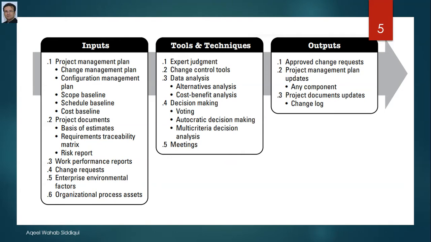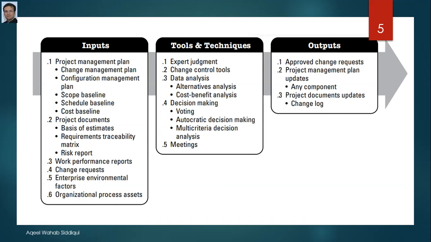So let's talk about the inputs, tools and techniques, and outputs. Since you are managing changes, you need almost everything, like a scope baseline, which contains the work breakdown structure dictionary along with the project scope statement. You need the comprehensive project schedule, called the schedule baseline, as well as the cost baseline, because whatever changes you are going to accommodate or manage in your project, obviously it will affect cost, quality, the scope of the project and the deadlines. You need basis of estimates, you need the requirement traceability matrix.